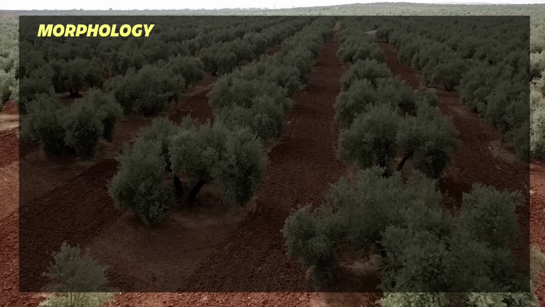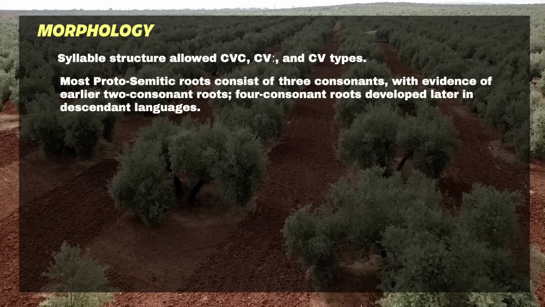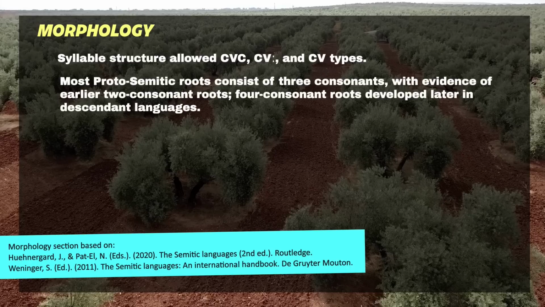Proto-Semitic permitted only syllables of the types we can see on screen now. Most roots consist of 3 consonants, with restrictions such as the first 2 not being identical. Although there is evidence suggesting this system may have developed from an earlier 2-consonant root system, or at least some system that permitted such roots.